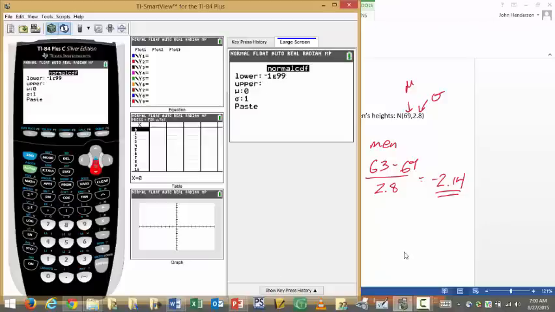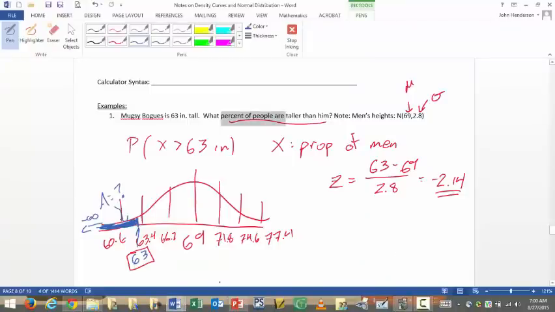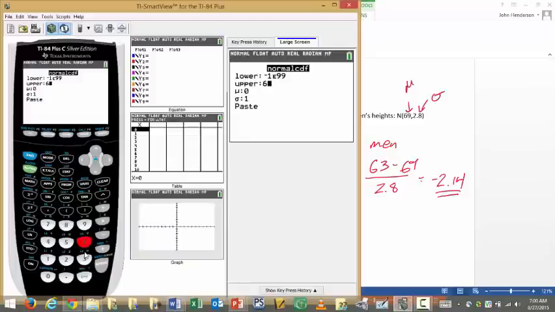The upper bound for us, well, where did you stop shading? We stopped shading at 63. So type in 63 and hit enter. Our mean was 69. I can actually see it right there. And then the standard deviation was 2.8. And then we hit enter a couple times.